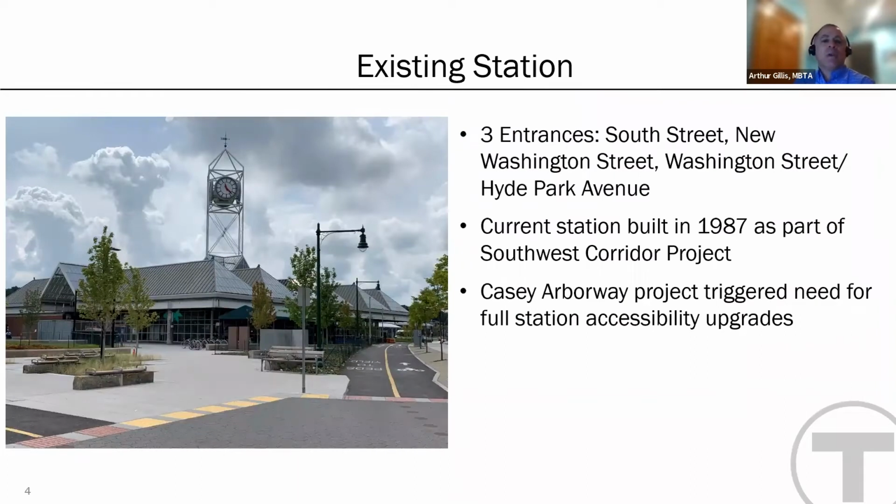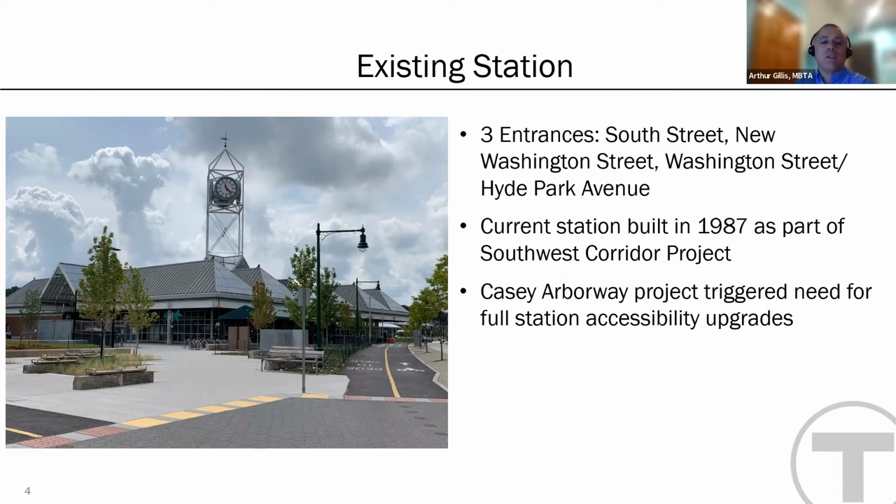This is just some of the information about the current state of Forest Hills Station. This image on the left shows a view from the corner of South Street and the Arborway. You can see the station's plaza that is parallel with the Southwest Corridor Park and parts of the bike path.